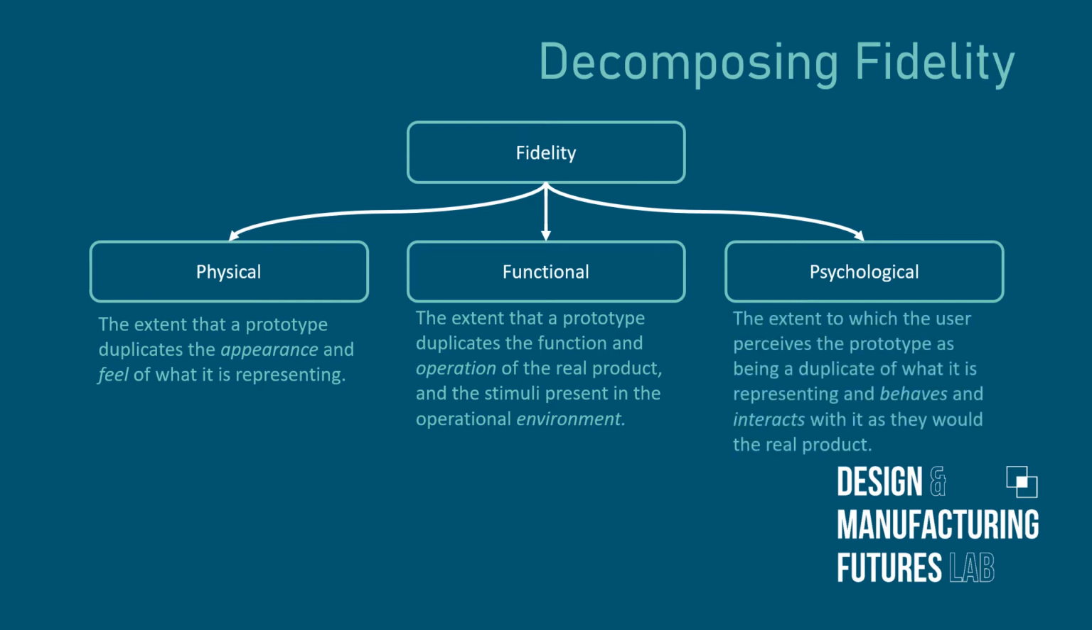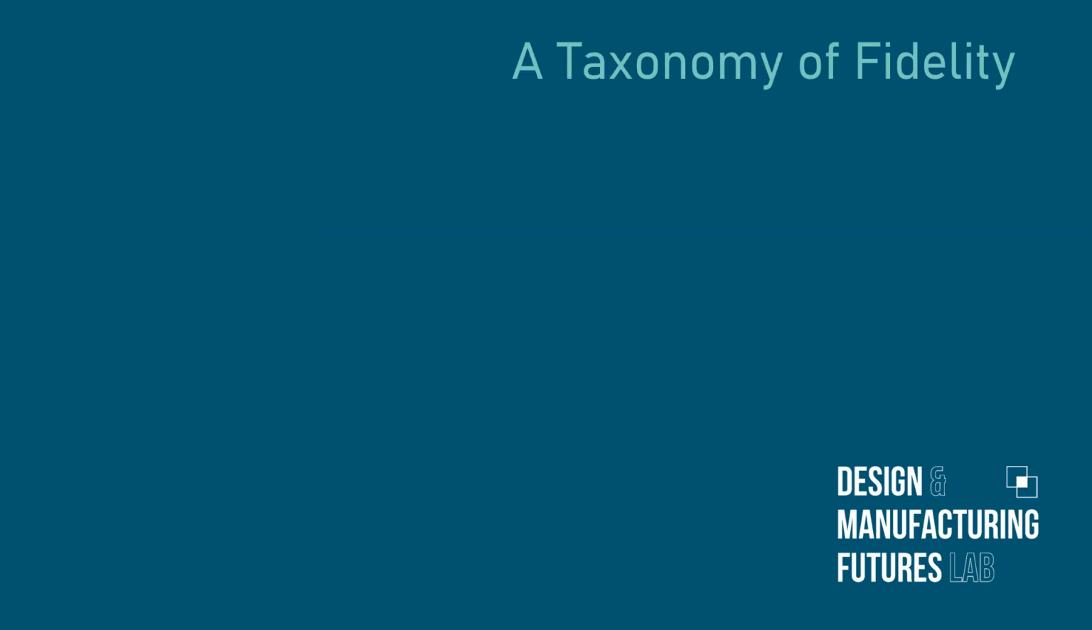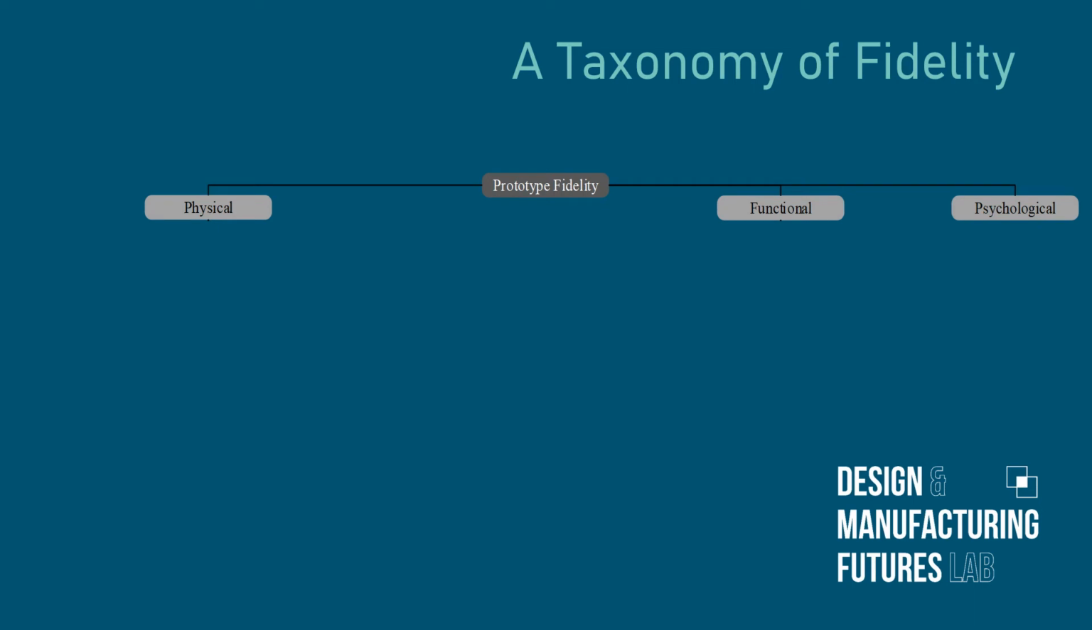The psychological dimension is slightly more abstract and is defined as the extent to which the user perceives the prototype to be an exact duplicate of what it is representing, and therefore behaves and interacts with it as they would the real product. Within these three main categories, we've identified a number of subdimensions that can be used to further specify the exact fidelity profile of a mixed reality prototype.